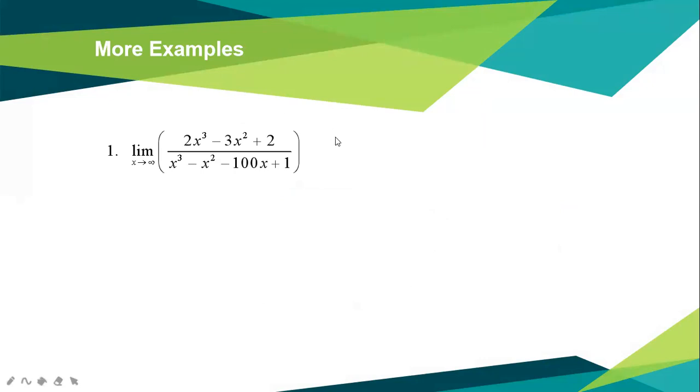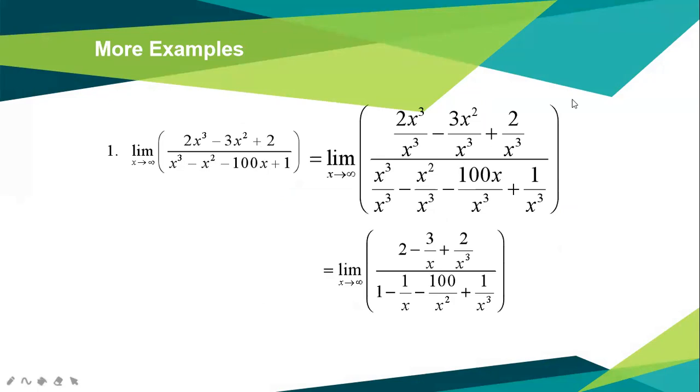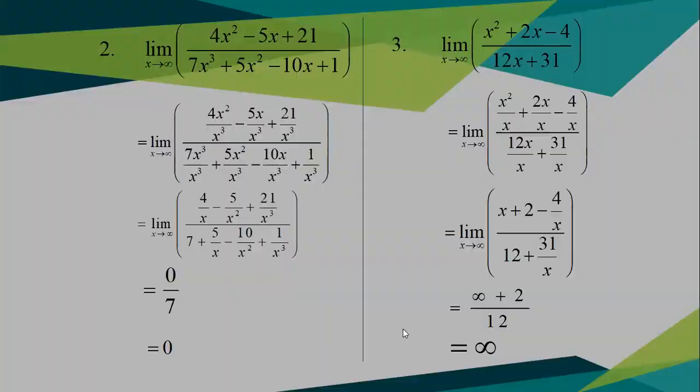So another example here, the limit of the quantity 2x cubed minus 3x squared plus 2 all over x cubed minus x squared minus 100x plus 1. Same as what we did earlier, you divide by the highest exponent, the highest power of the polynomial. So here, it is x cubed. Everything here, you divide by it, or you multiply by 1 over that exponent of the variable. So the final answer here is 2.